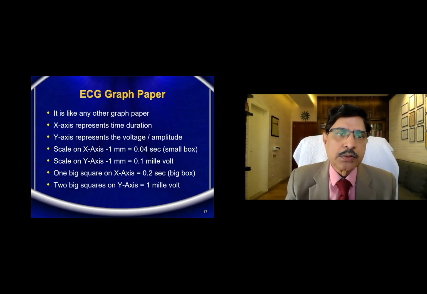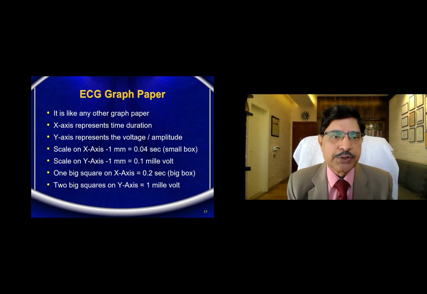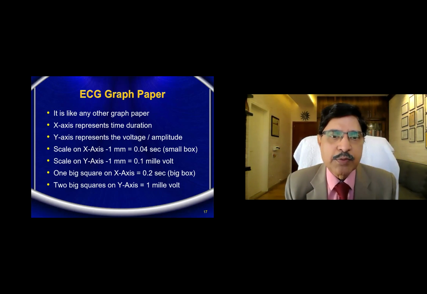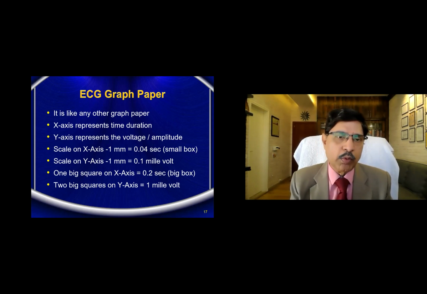So it is like any other graph paper. X-axis represents the duration, Y-axis represents the voltage or amplitude. It is called amplitude here. It is of course the voltage. And on the X-axis, 1 millimeter is equal to 0.04 seconds. On the Y-axis, 1 millimeter or 1 small square is equal to 0.1 millivolt. 1 big square on the X-axis is equal to 5 times 0.04, which is 0.2 seconds. And on the Y-axis, 2 big squares is equal to 1 millivolt.